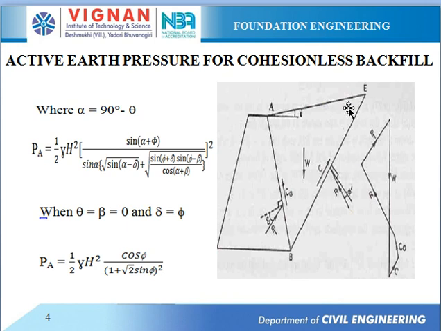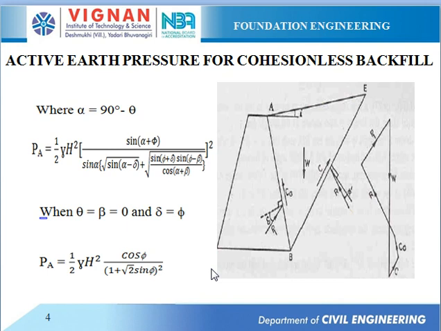So for this kind of backfill and retaining wall condition, when the angle alpha is equal to 90 degrees minus theta, the total active thrust is given as half gamma h square into sine square alpha plus phi by sine square alpha multiplied by the whole square of one plus under root sine phi plus delta sine phi minus beta by sine alpha minus delta sine alpha plus beta, to the power of whole square.